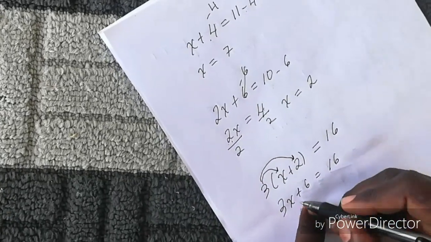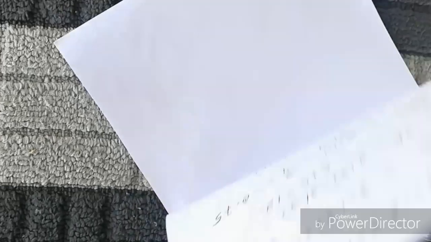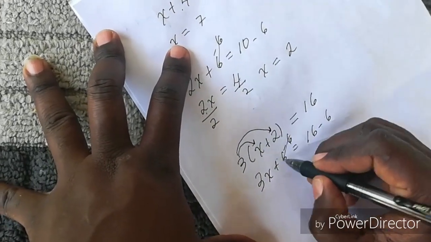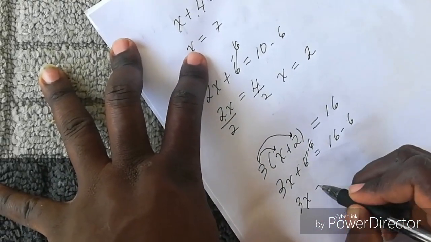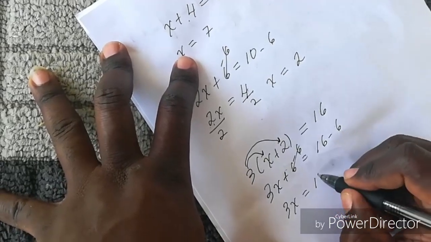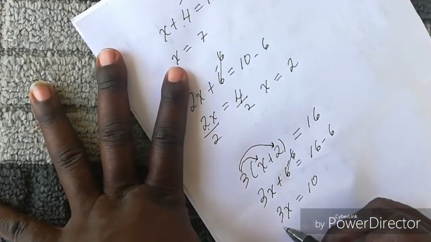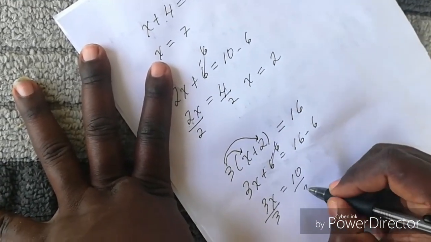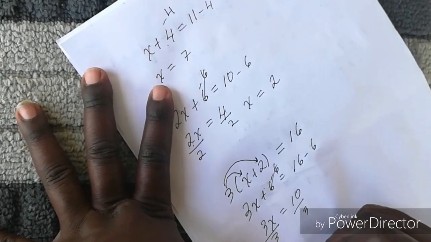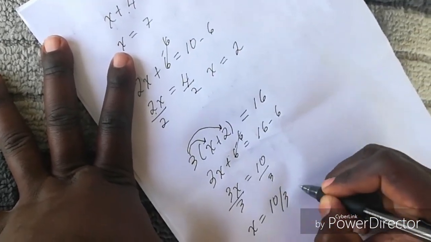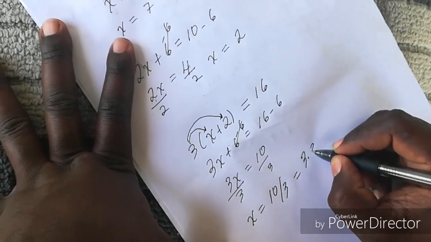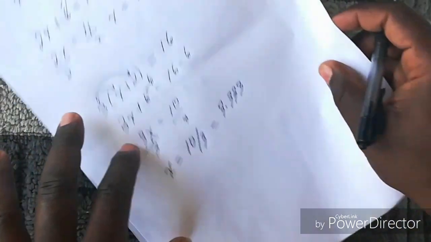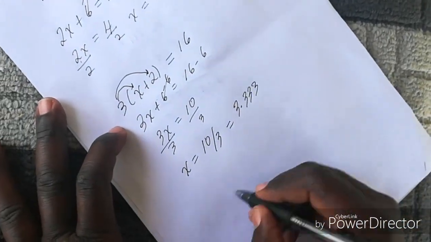Then we're going to use the balancing method to get rid of this 6. We're going to subtract 6 from here and subtract 6 from here. So 6 from 6 on this side, we're left with the 3x. And on the other side, we have 16 minus 6, which is 10. And then we're going to divide both sides by the number that is with the x. So we have x will be equal to 10 over 3, which gives us 3.333333333, etc., etc.